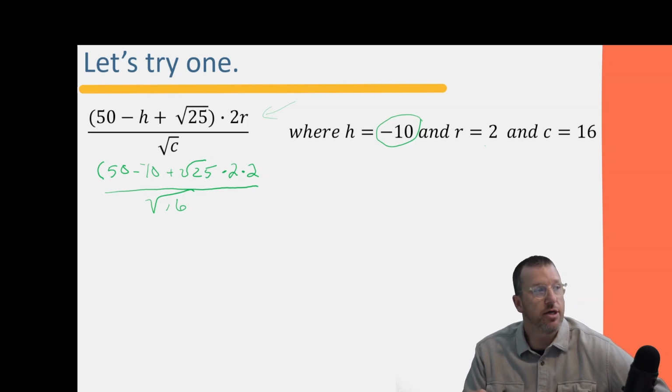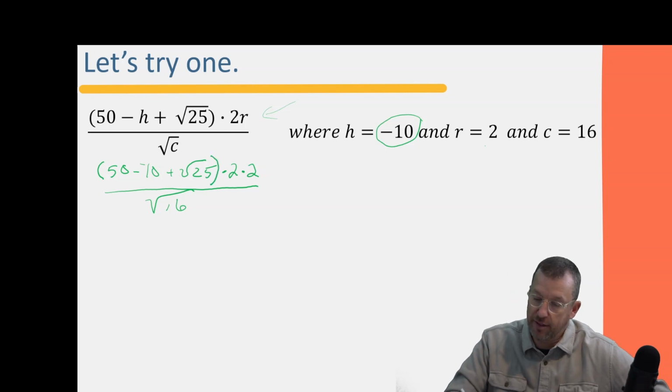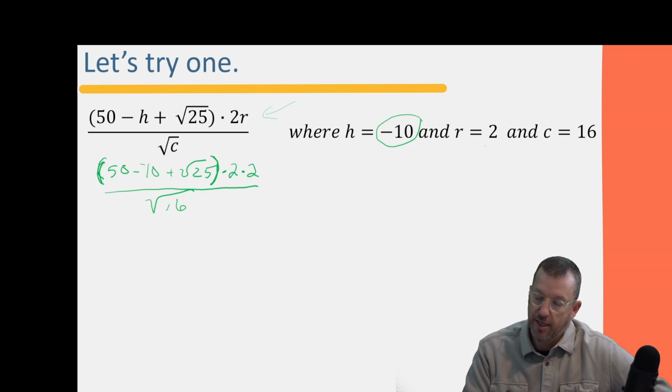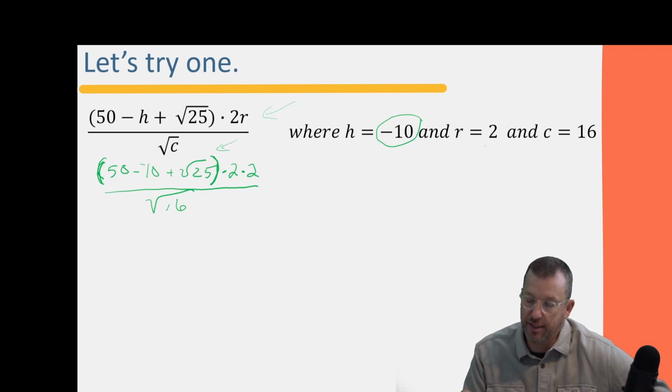All right, so let's look at the very top. Looks like I forgot a parenthesis right here. So it's good to always go back and look and see, did I write everything down right when I substituted my values? Okay, so inside that parenthesis, is there anything we can do?